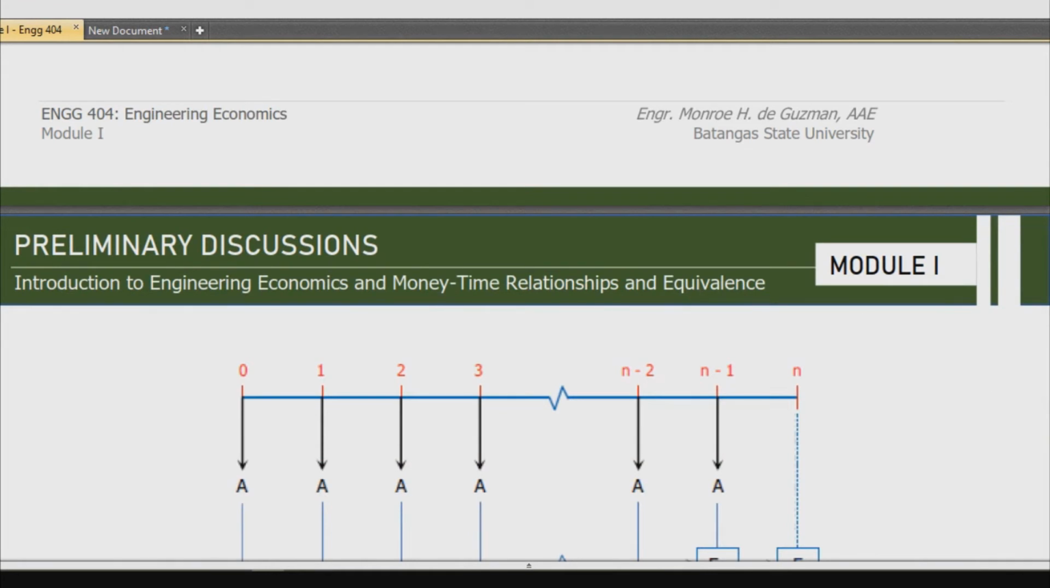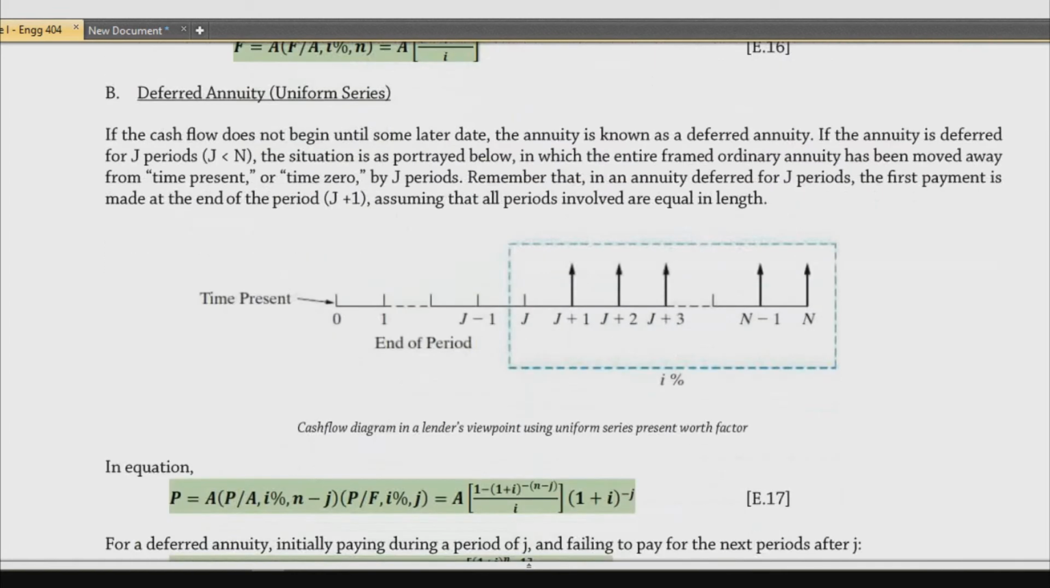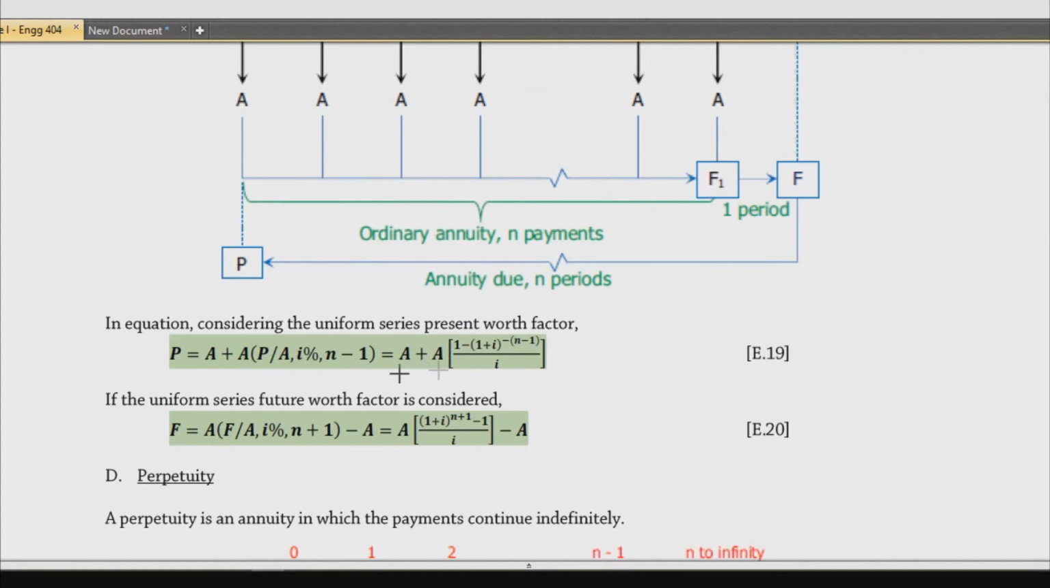So, ganun. And the formula here is given by this. The formula is something like this, no? The difference from the previous one, from the ordinary annuity, is that you add another annuity here.